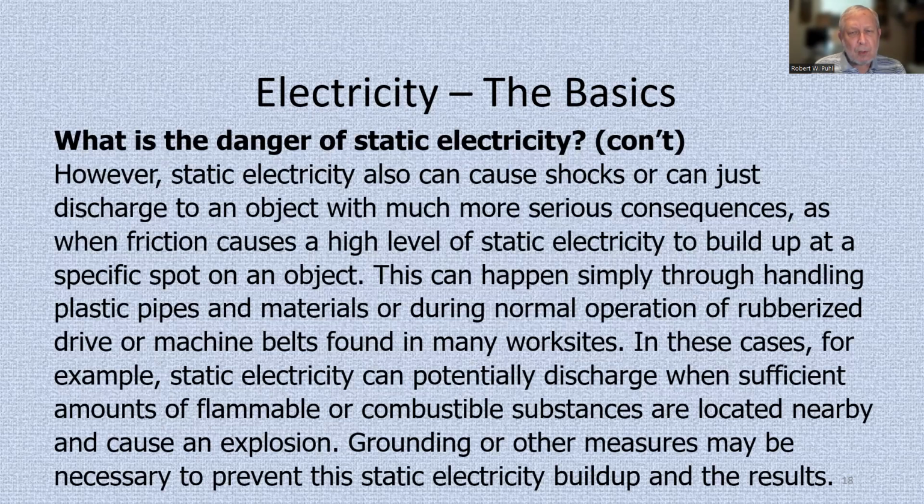However, static electricity also can cause shocks or can just discharge to an object with much more serious consequences, as when friction causes a high level of static electricity to build up at a specific spot on an object. This can happen simply through handling plastic pipes and materials or during normal operation of rubberized drive or machine belts found in many work sites. In these cases, for example, static electricity can potentially discharge when sufficient amounts of flammable or combustible substances are located nearby and cause an explosion. Grounding or other measures may be necessary to prevent this static electricity buildup and the results.